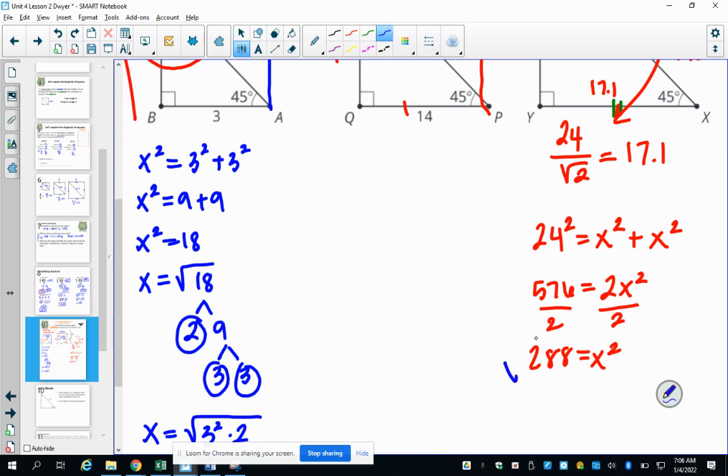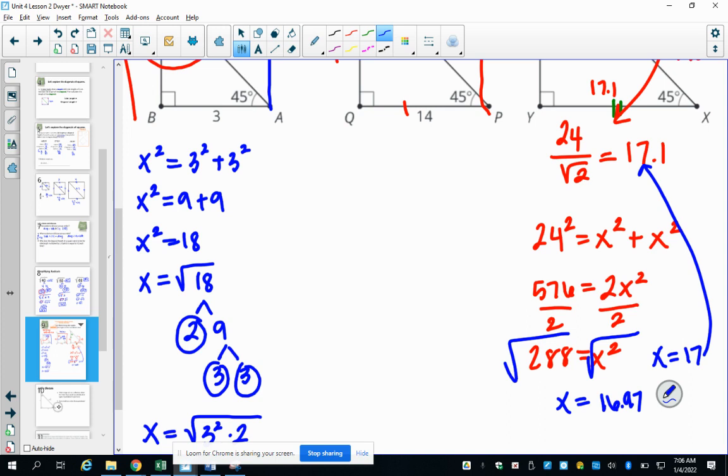Then you can take the square root, and you'll get 16.97 as the exact answer. 16.97 rounds up to 17, so approximately the same as what you got here. And if you actually divided by square root 2 instead of 1.4, you'd have gotten this 16.97 as well.